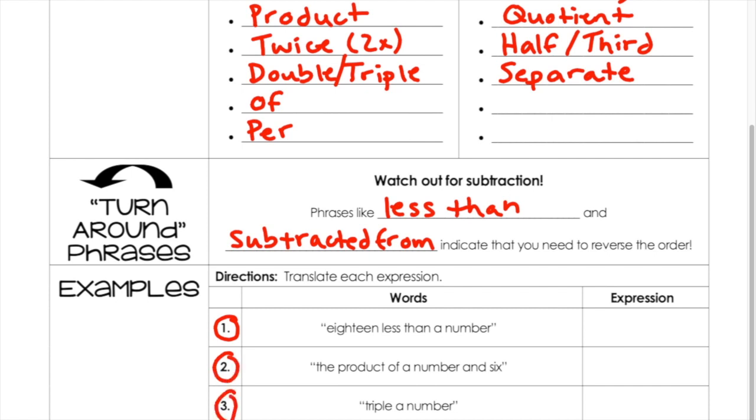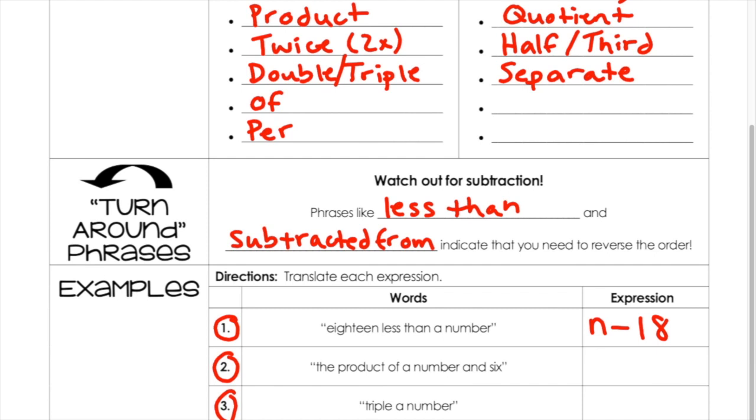Number 1 says 18 less than a number. So this is an example where we're going to have to switch the order. Even though 18 comes first, because it's less than the number, I'm going to start with my number, which we don't know, so I'm just going to use the letter n. 18 less than means I'm taking away 18. So my expression would be n minus 18.